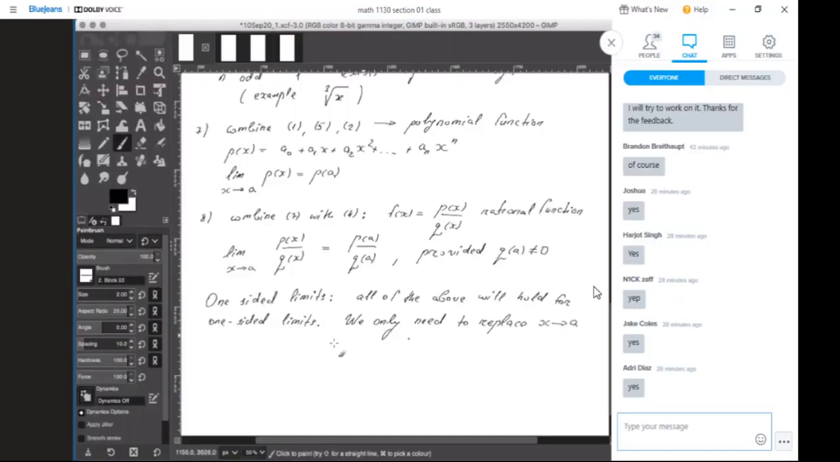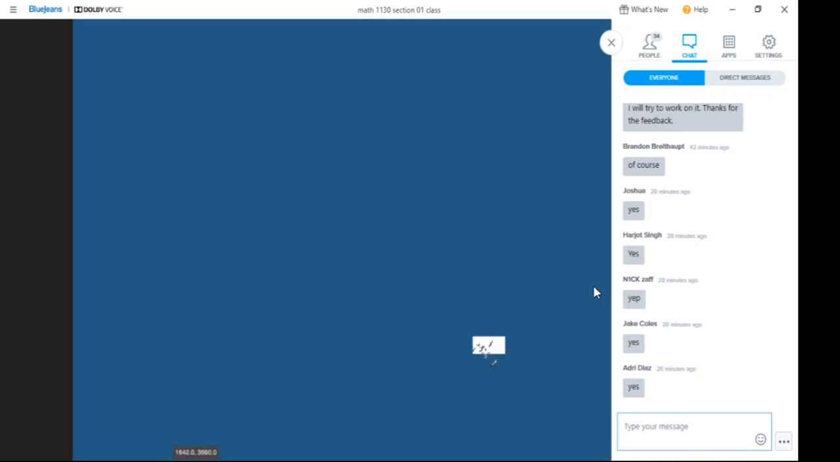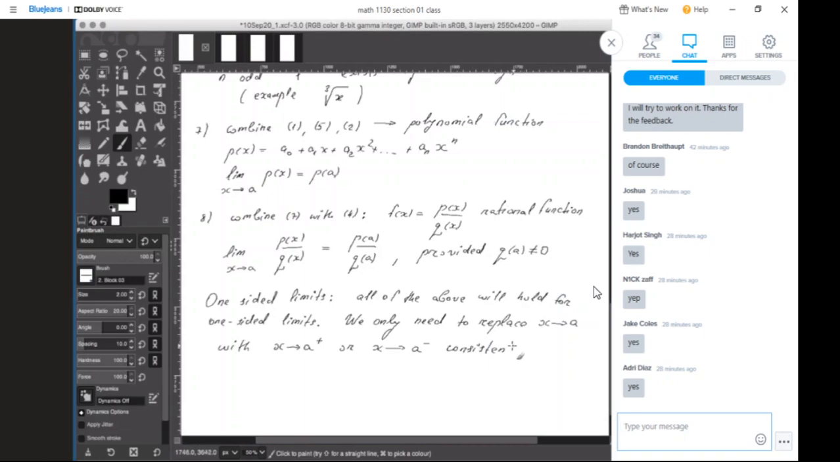So basically, we replace x going to a under each limit sign with x going to a plus or x going to a minus. Obviously, this has to be consistent. You cannot replace some but not the others, and you cannot replace it once with this and the other time with that. As long as you are consistent, it will work.